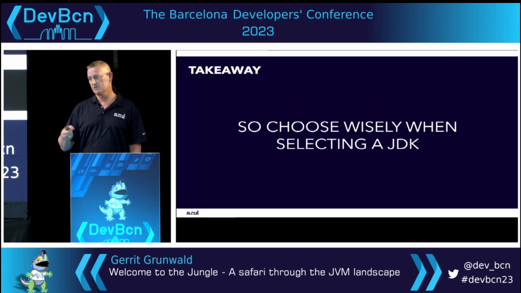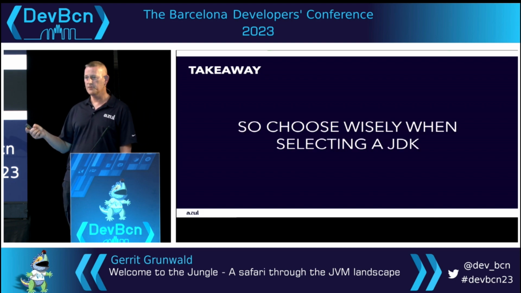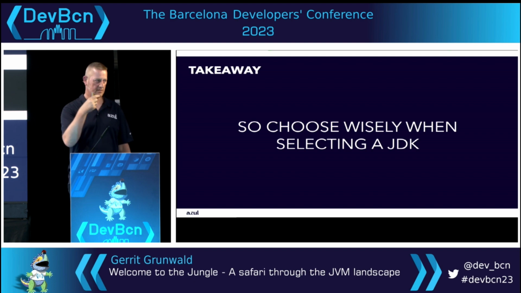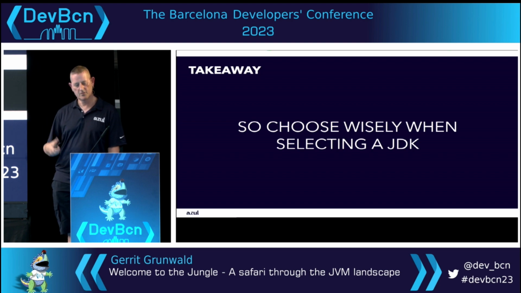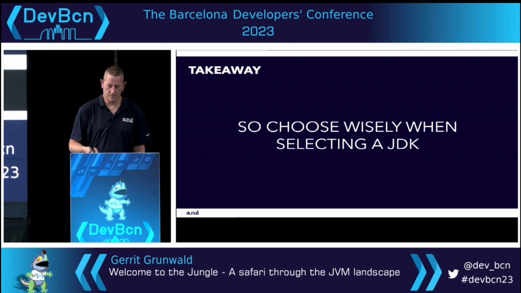So if you choose a JDK, choose it wisely. And if you use, for example, Corretto on your desktop machine, then ask yourself why you do that. This was made for AWS. You can do it, but there's not really a reason to do so.